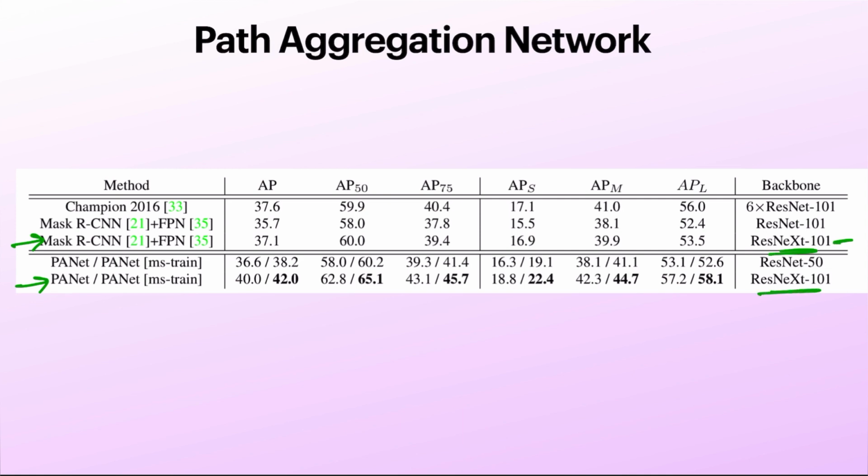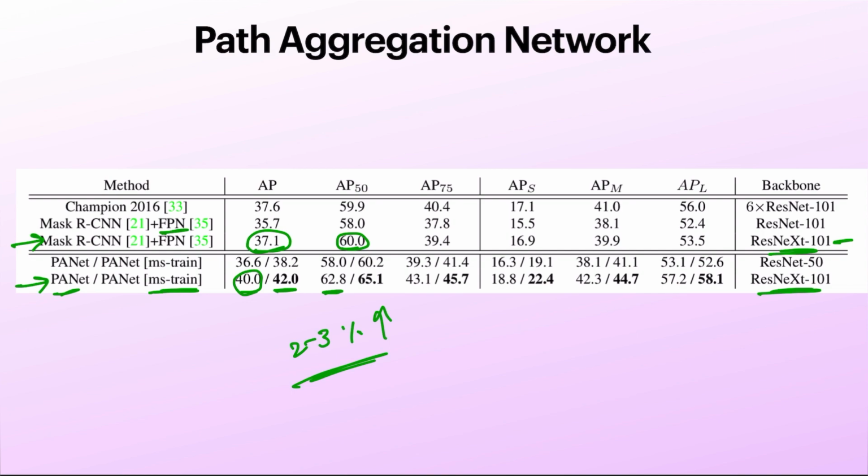ResNeXt 101, ResNeXt 101. On the same network, mAP is 37, whereas here it is 40. And with multi-scale training, it is 42. You can see everywhere it got a 2 to 3 mAP jump. The only difference is that instead of using FPN here, it has used the path aggregation network. With the addition of only this one block, you can see a 2 to 3 mAP jump. So that is the motivation for the path aggregation network.